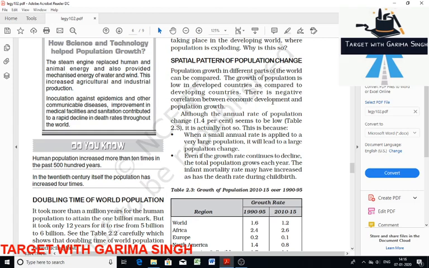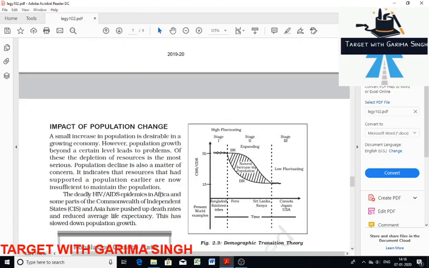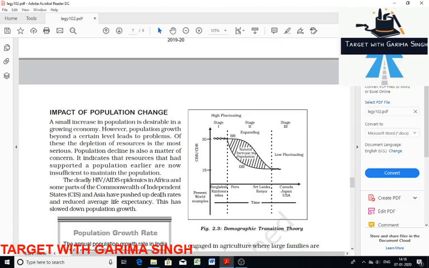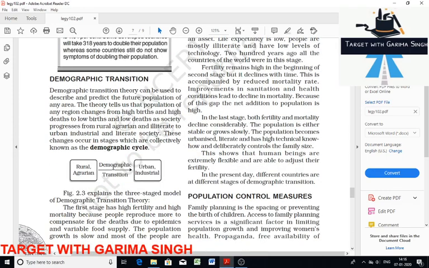Doubling, we are done with developing, I have discussed. Now, impact of population change. A high increase in population leads to problems like depletion of natural resources, unemployment, and scarcity. A decline in population indicates that resources are inefficient to maintain a population.